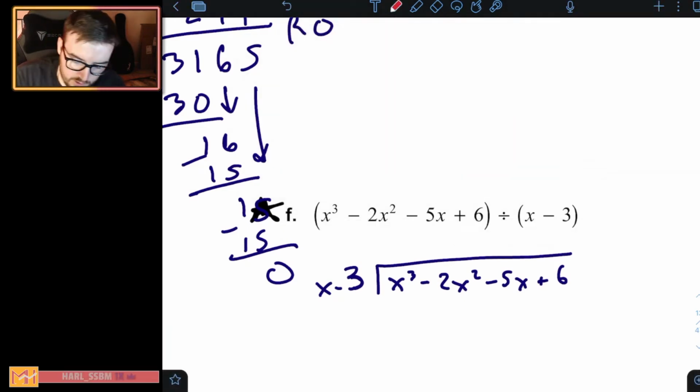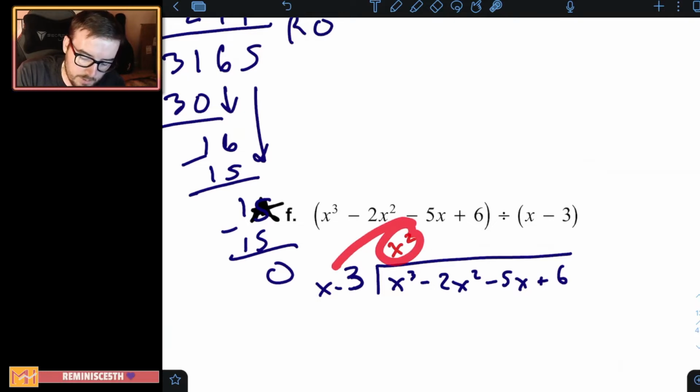So how does division work? We're asking ourselves, x times what gives me x cubed? The answer, x squared. X times x squared gets me x cubed. What do we do with this? Multiply it to this expression here. So x squared times x is x cubed, and x squared times negative 3 is negative 3x squared.